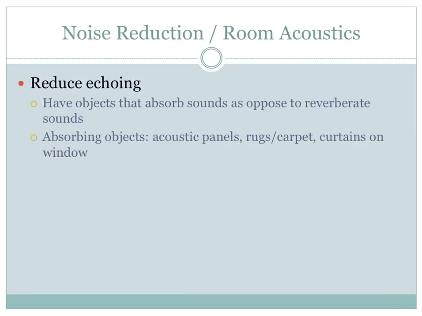Lastly, noise reduction and room acoustics. You want to reduce the echoing, and this can be done by using objects that absorb sounds as opposed to reverberate sounds, which causes sounds to bounce off. So some objects you may want to include in your room are acoustic panels, carpets and rugs, or curtains on your windows. And all of these things can help reduce the echoing and increase the signal to noise ratio so that the student can hear the teacher better.